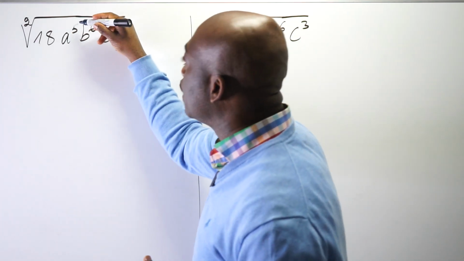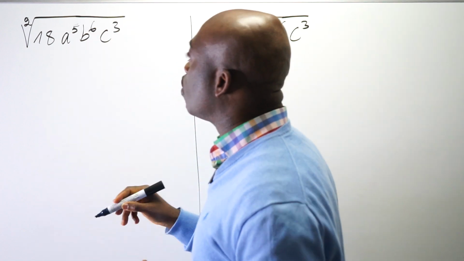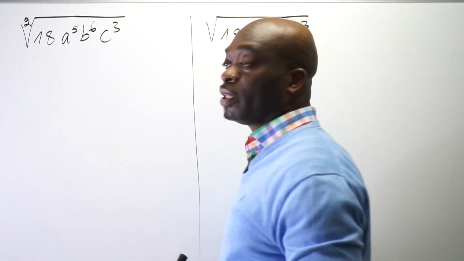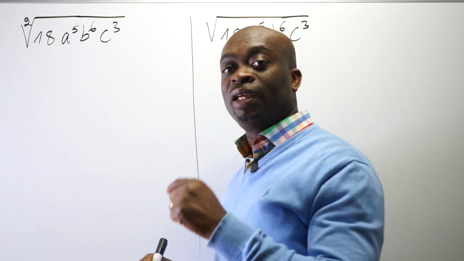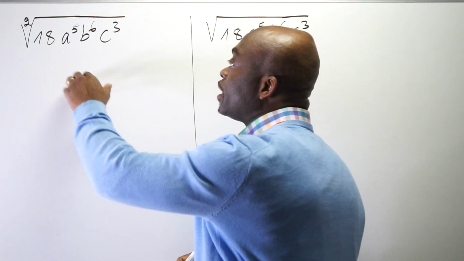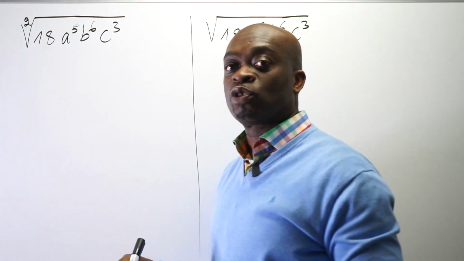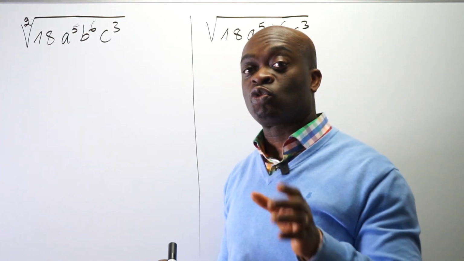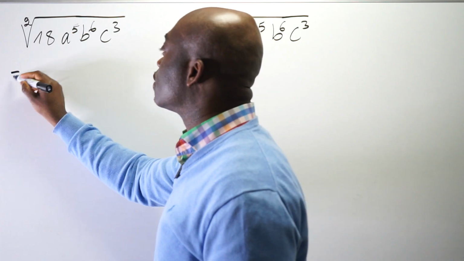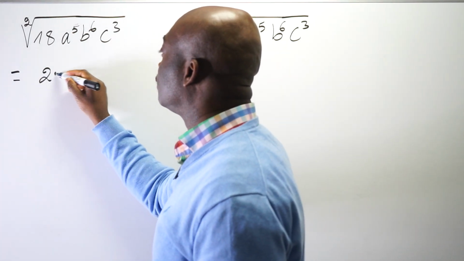Now what we're trying to do is break down each of these into a perfect square and then a non-perfect square. That's what we're trying to do. So in that case, 18 can be broken down as what? 2 times 9, because 2 is not a perfect square, but 9 is a perfect square. So let's go for it. That'll be 2 times 9.